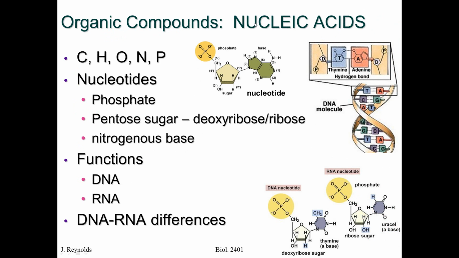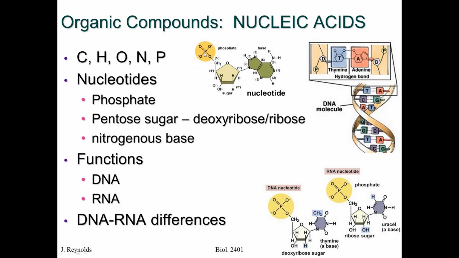Okay, last group, nucleic acids. Carbon, hydrogen, oxygen, nitrogen, phosphorus. Gotta have all of them. Okay, the monomer units, they're called nucleotides. You see one right here. It's made of three things. You got a phosphate right over here in gold.